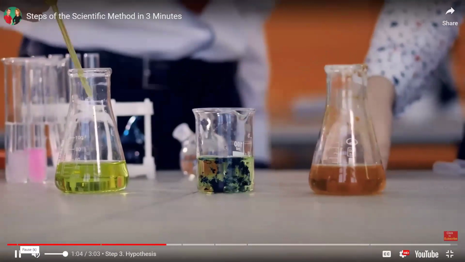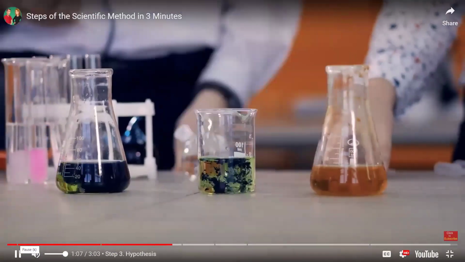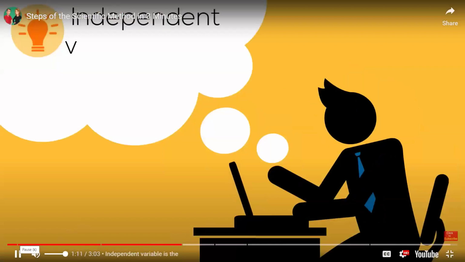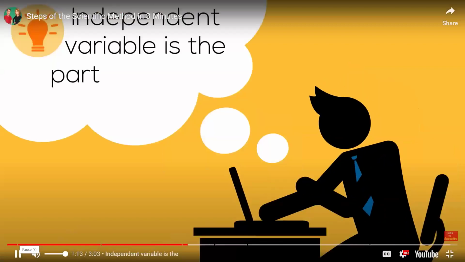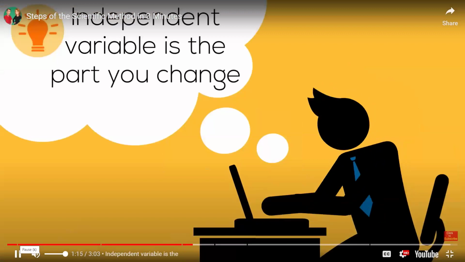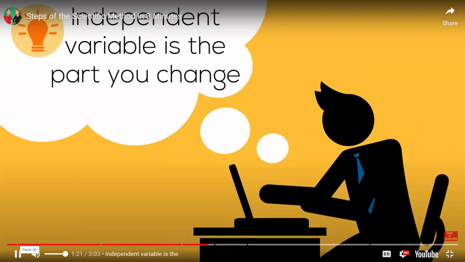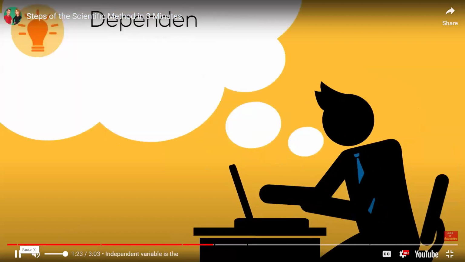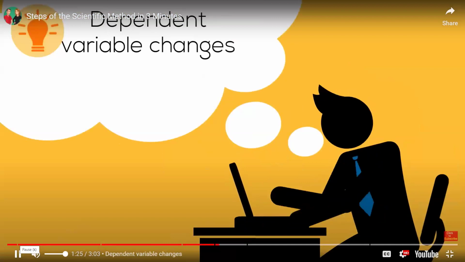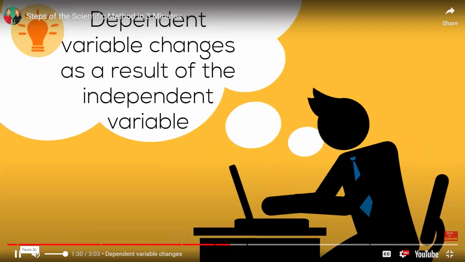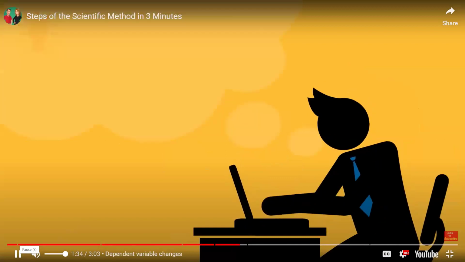The experiment will include 3 variables. First variable is the independent variable. It is the part of the experiment that you change to see how it affects the dependent variable. The independent variable is always graphed on the x-axis. The dependent variable is the part of the experiment that changes in response to the independent variable. The dependent variable is always graphed on the y-axis.